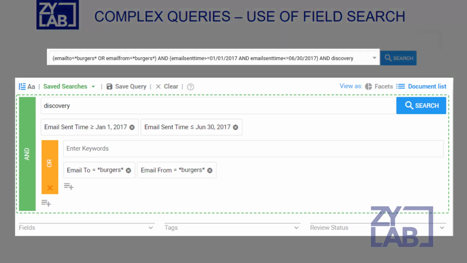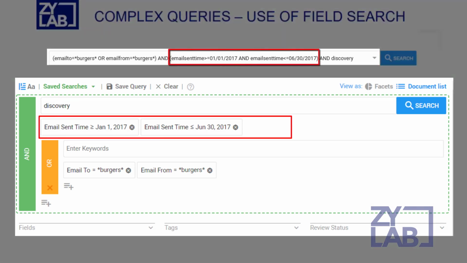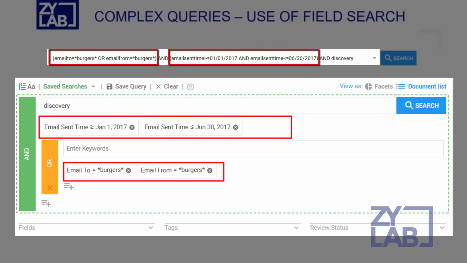In this example, the fields email sent time, email to, and email from are used to find all emails that were sent or received by a particular person between a period of time, January 1st, 2017 and June 30th, 2017, that contain the word discovery.